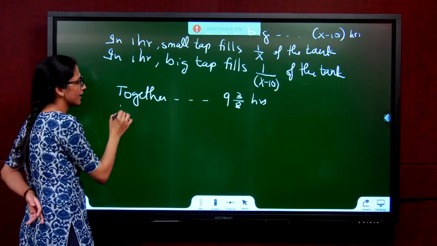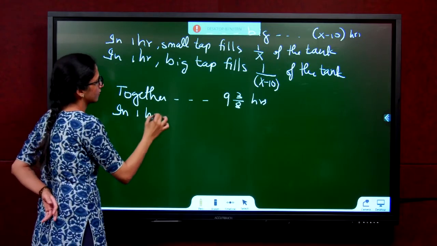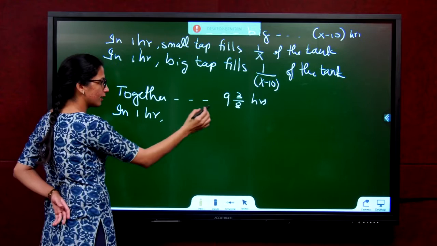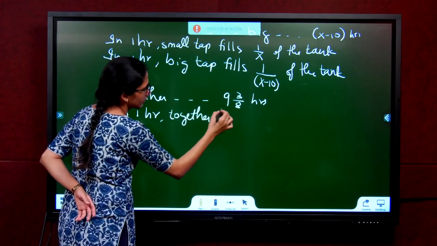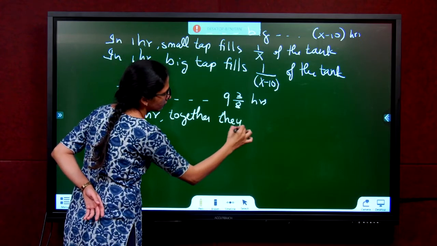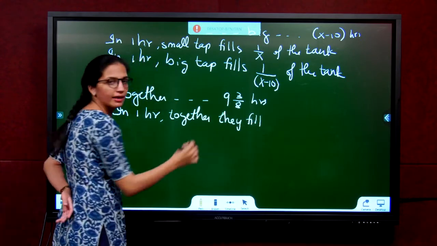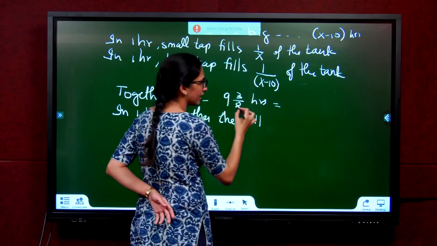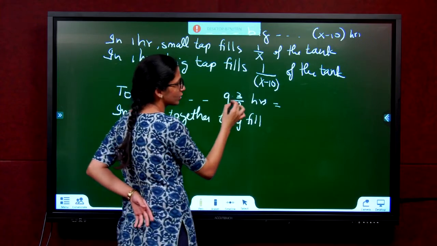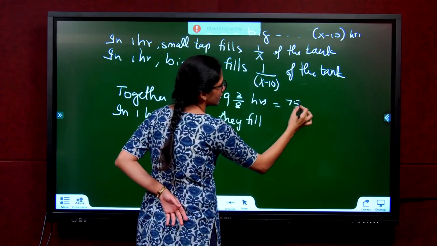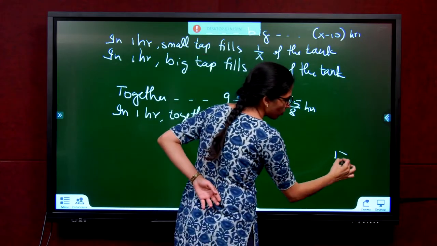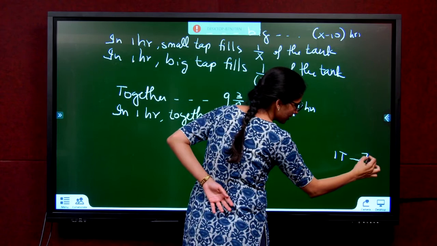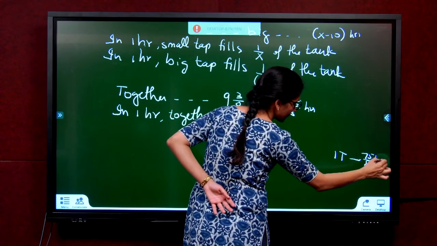So what can I say? In 1 hour, together, they fill how much? 9 3 by 8 is nothing but 8 9s are 72, 72 plus 3, 75. 75 by 8 hours. So see, again, same method. One tank they can fill in 75 by 8 hours.